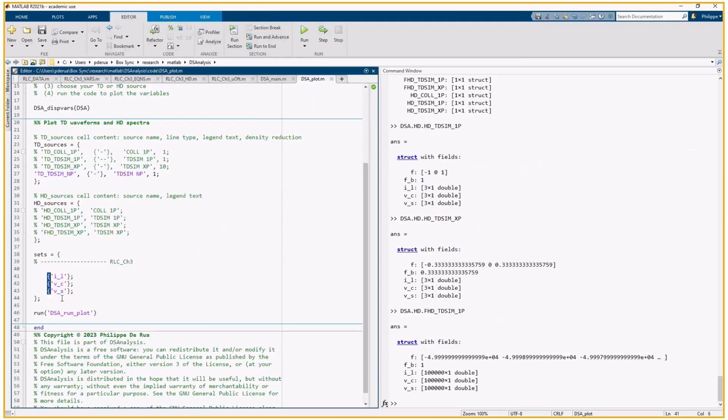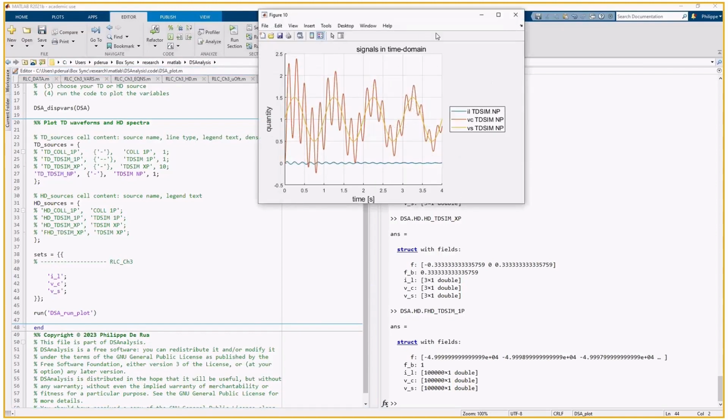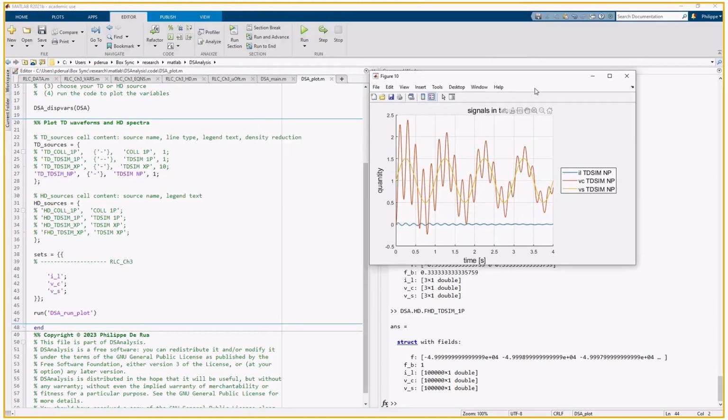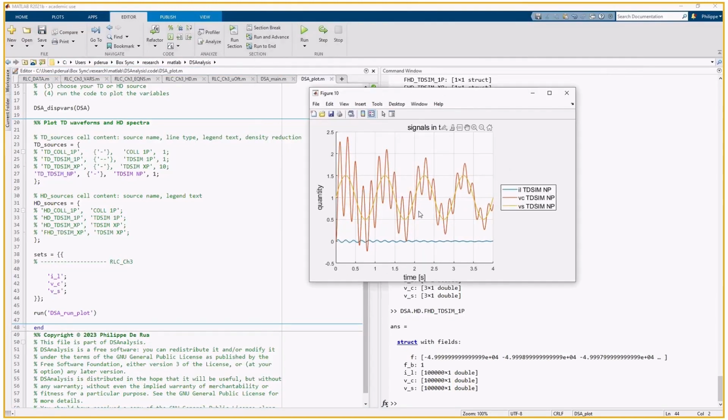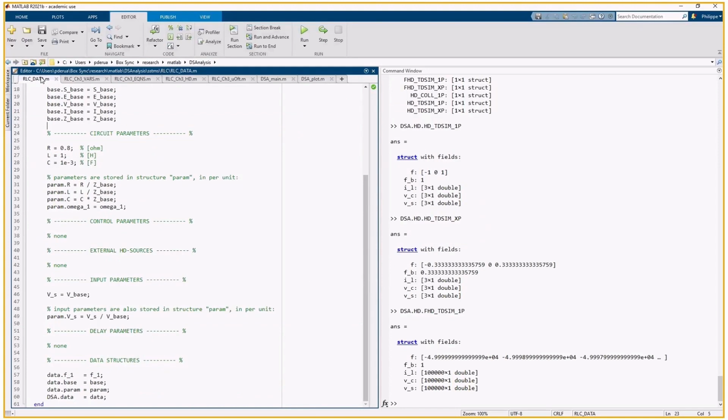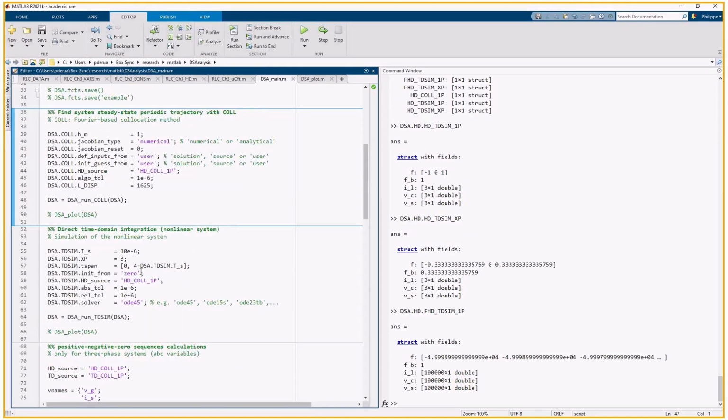For simplicity, I can again have a look at all the waveforms together. Here they are. So in this particular simulation, I see that the system has not reached a steady state. So to reach a steady state, I can do a few things. I can solve for longer, let's say 15 seconds.